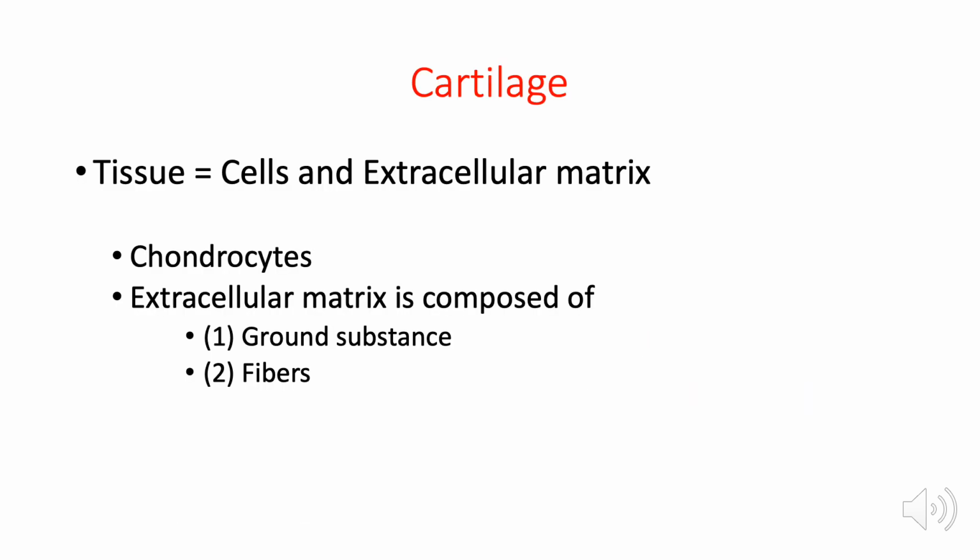Cartilage is a tissue, and tissues are made up of cells and extracellular matrix. So expect that you will find these components in a cartilage. The cells of the cartilage are called chondrocytes. And these chondrocytes are found embedded within the extracellular matrix of the cartilage, which is made up of fibers and ground substance.